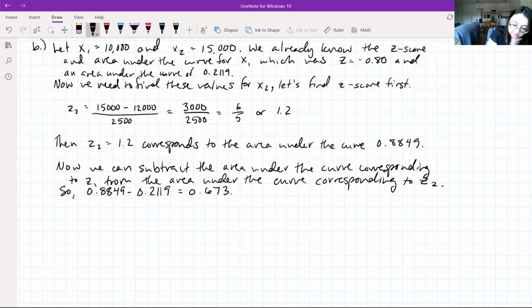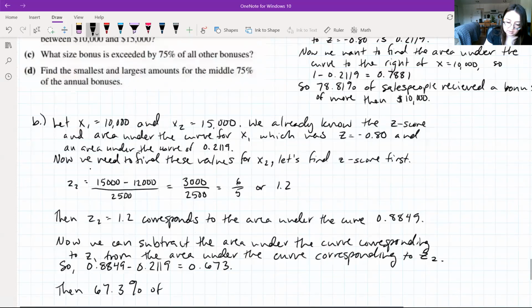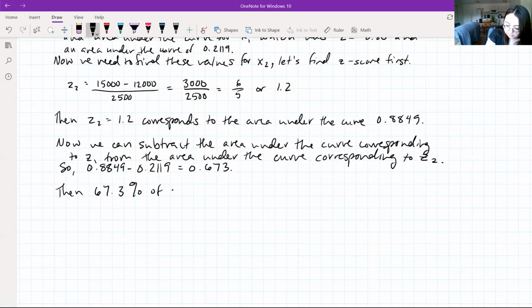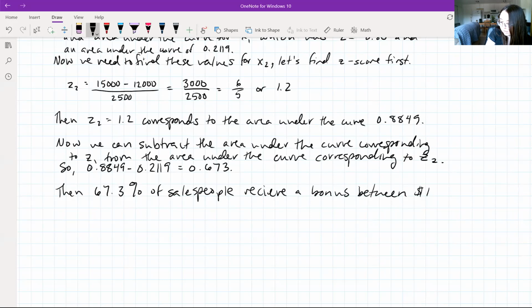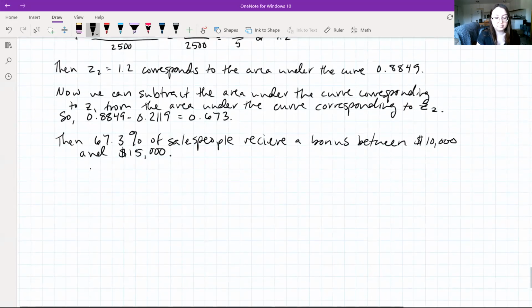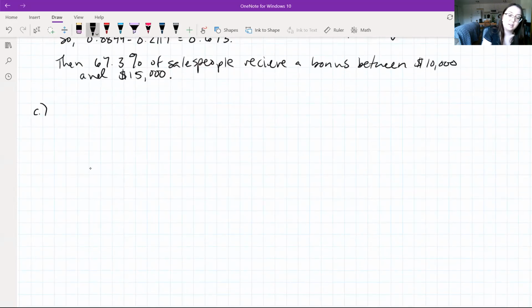Then we say 67.3% of salespeople receive a bonus between $10,000 and $15,000. All right, so now we can go on to part C.